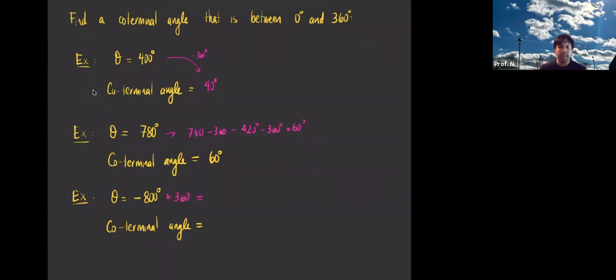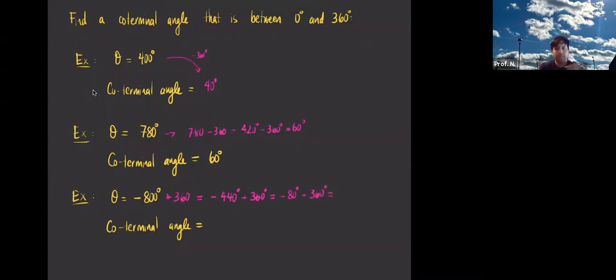So if I add by 360, I get negative 440. But this number is still not between 0 and 360, so I must add again, right? I must add by 360. If I add by 360, what do I get here? I get negative 80, but that's still not between 0 and 360 degrees. So I need to add by 360 once more, right?